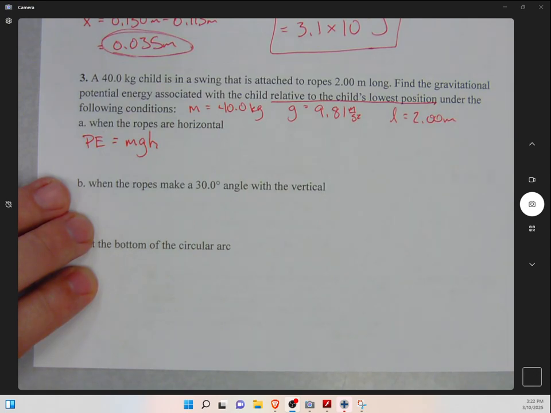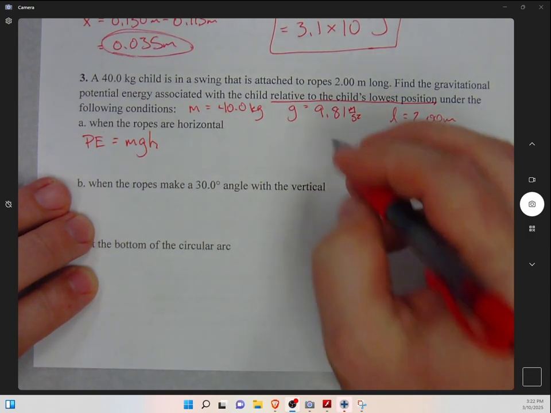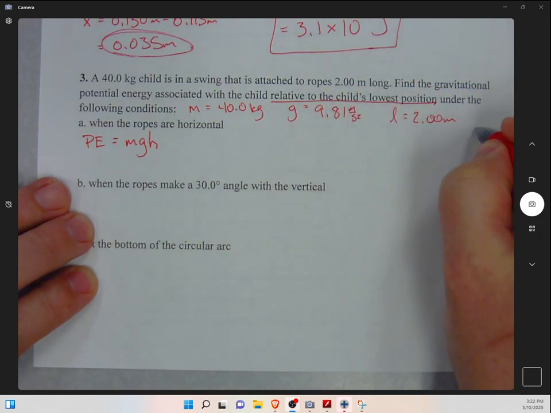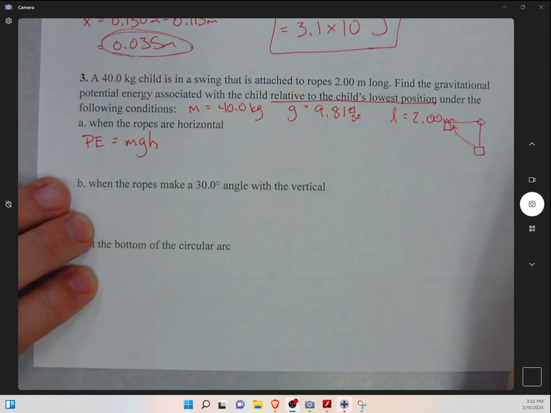So let's get into this one. In case A, the ropes are horizontal. So when the ropes are completely horizontal, the child is going to be at its highest possible position, right? Because again, we'll draw it over here, swing. The ropes are horizontal, it's out this way. So that kid is up there, right? That's at the very, very highest position. It's going to be exactly 2 meters above the lowest point.